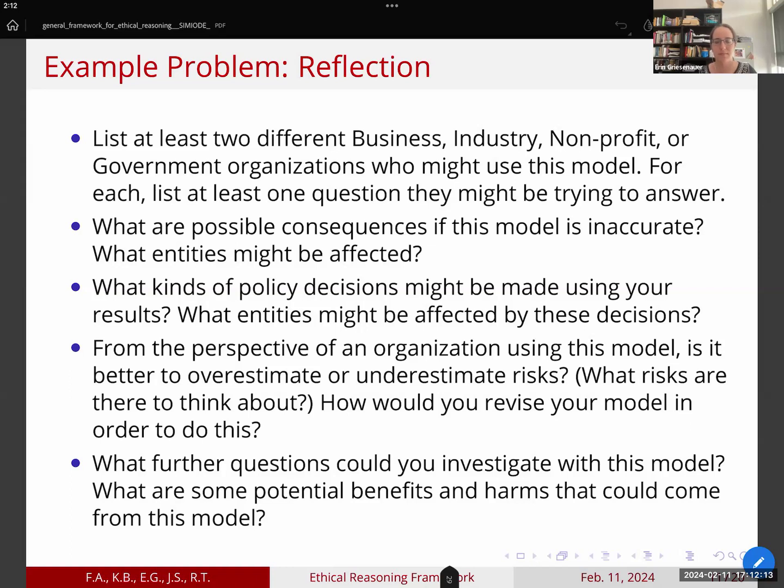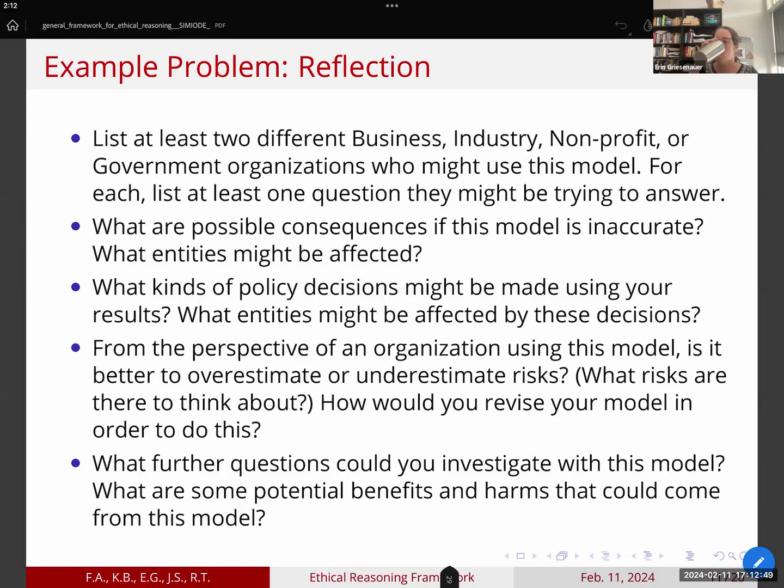For those groups that are thinking about using a model for an endangered species population, what are the consequences if this model is inaccurate? What persons or groups or things or entities might be affected? What kinds of policy decisions might these groups make using the results? Who would those policy decisions affect? If we're overestimating or underestimating a population, which is better? Which overestimates or underestimates risks? What other questions could we ask?